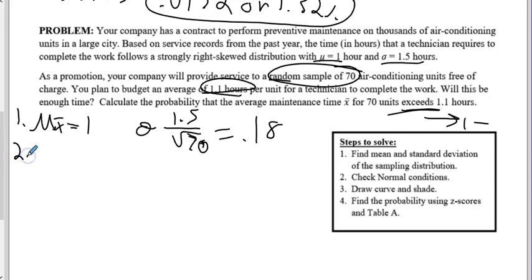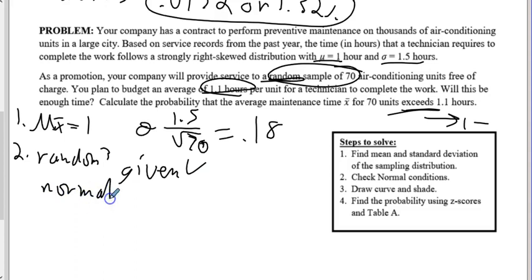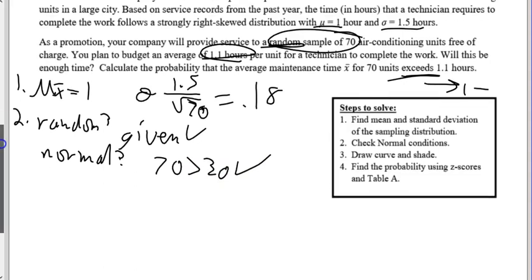Number 2, we're going to check normal conditions. Random? Well, let's see. It says random. So, given, check mark. It does not tell us it's normal, so we need to check. And since we have 70, which is greater than 30, boom, we're good to go. We're already on to number 3.